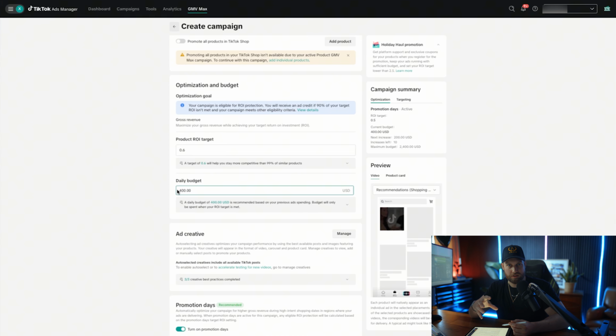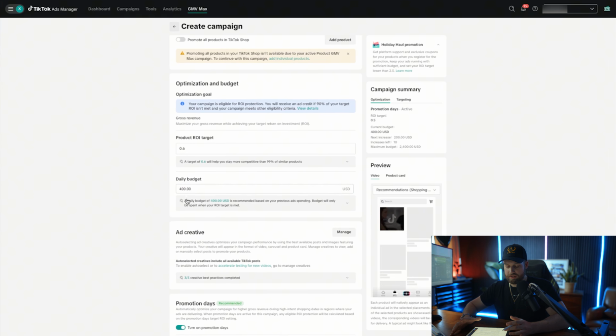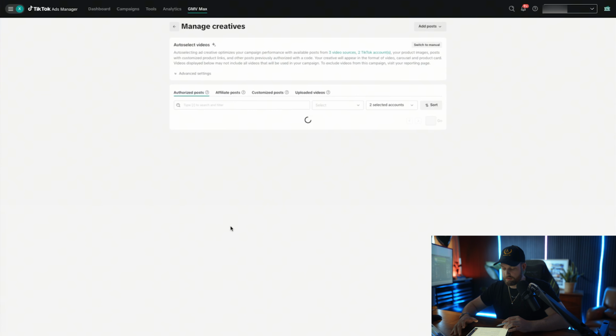It's all dependent on your retail value and what someone has to pay, because you want to basically guarantee that you can get a sale every single day, right? That's the goal. You want to get a sale a day. Your ad creative: you want to click Manage your ad creative.